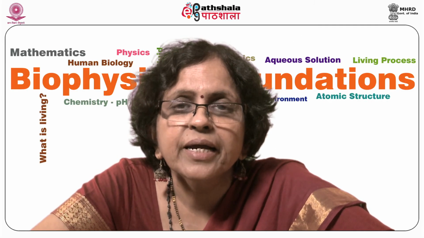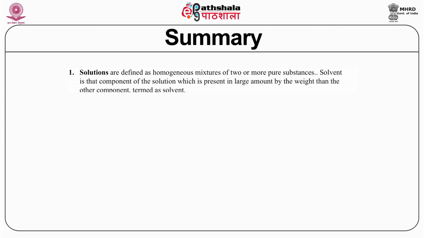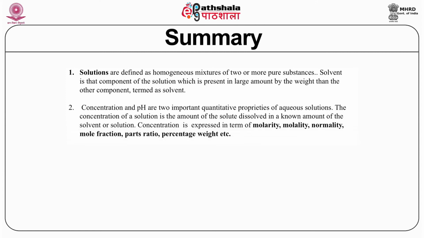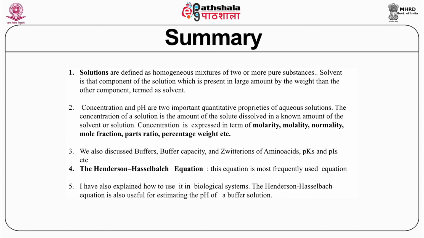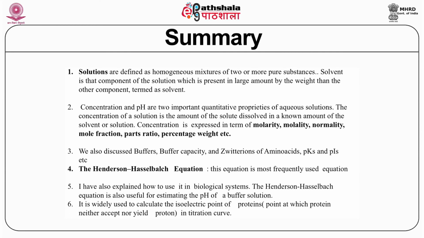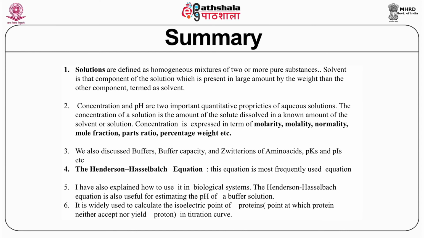With that, I would like to summarize the module. What we have learnt is about solutions, the determination and expression of concentration in different units depending on the need and the experimental conditions. Then we determined how to use pH and pK in the application of the Henderson-Hasselbalch equation. I also explained that in biological systems, for example amino acids, you can use the Henderson-Hasselbalch equation to estimate the pI or the pH of a buffer.